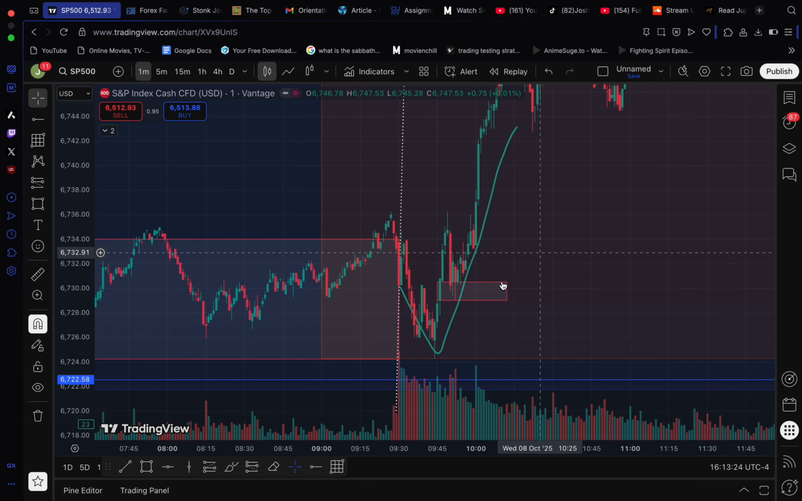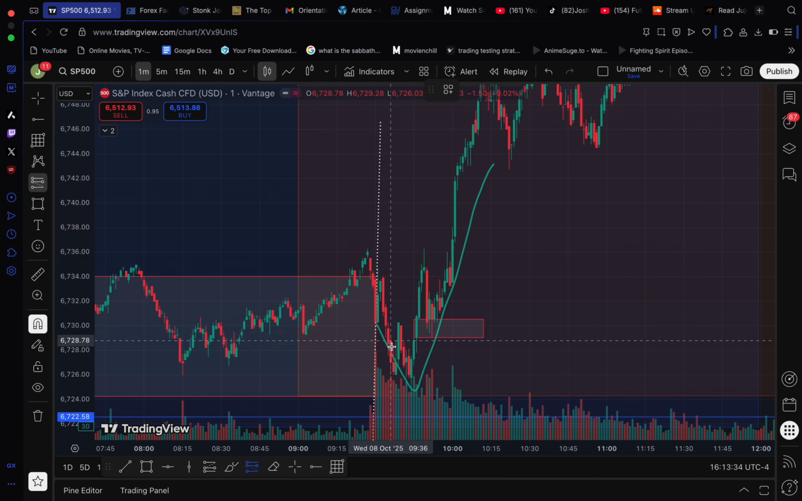Sorry, fair value gap. So manipulation happened. Break of structure. I'm looking for a fair value gap. Fair value gap happened. Entered. Oh my gosh, I would have not lost money.